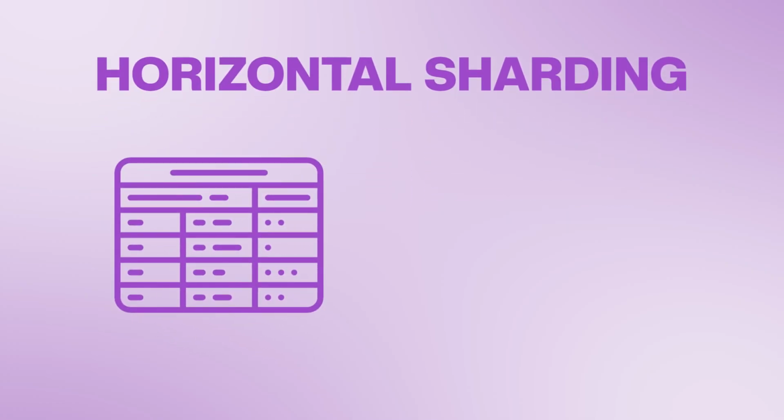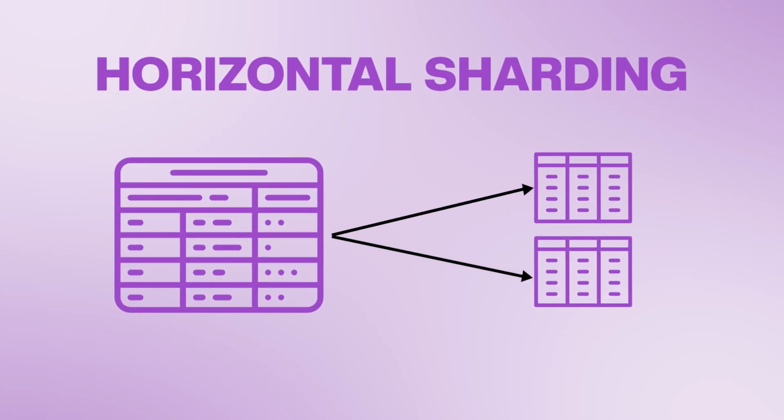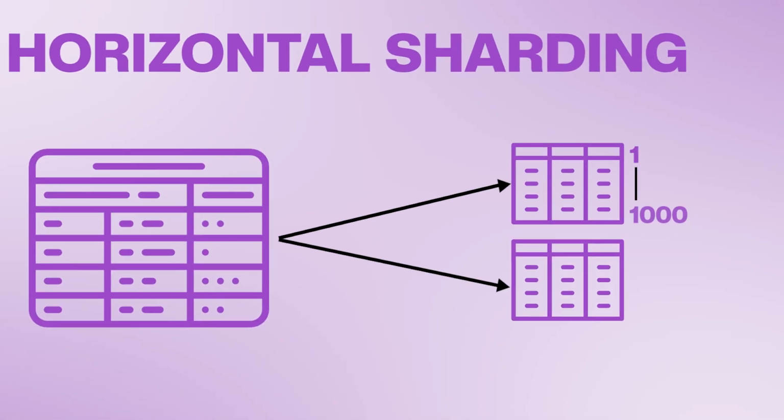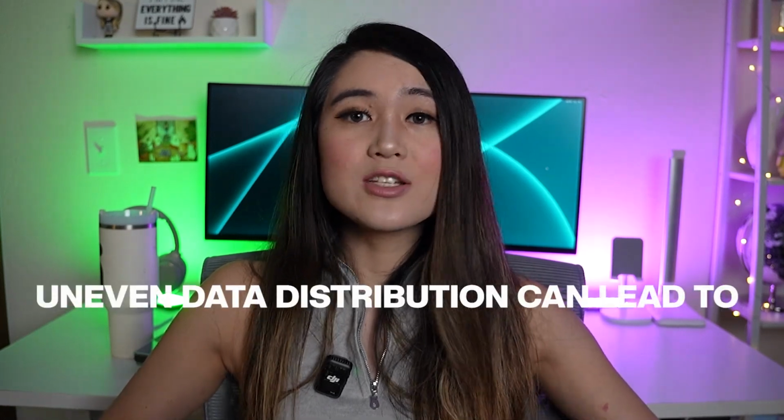Here are some common sharding techniques. In horizontal sharding or range-based sharding, rows of a table are split across multiple databases based on a range. For example, let's say user ID 1 to 1000 is in one shard, 1001 to 2000 in another shard. It's easy to implement, but uneven data distribution can lead to hot shards if most traffic targets one range.